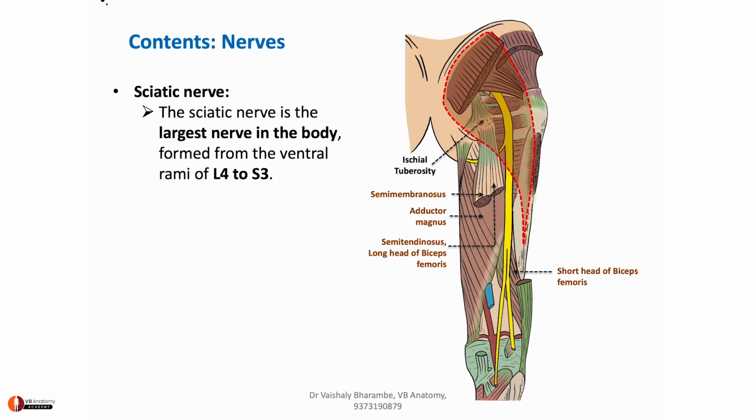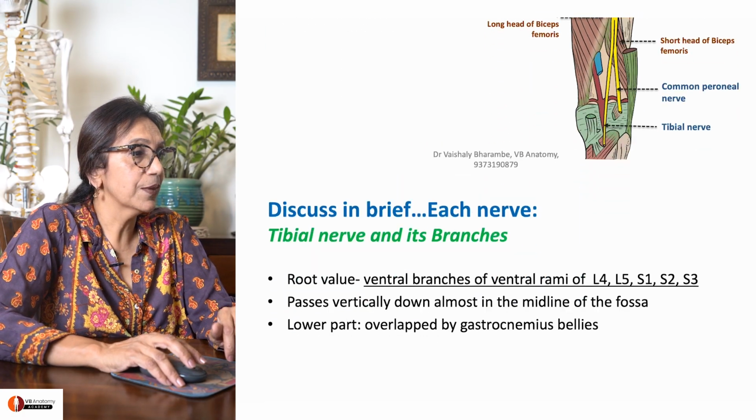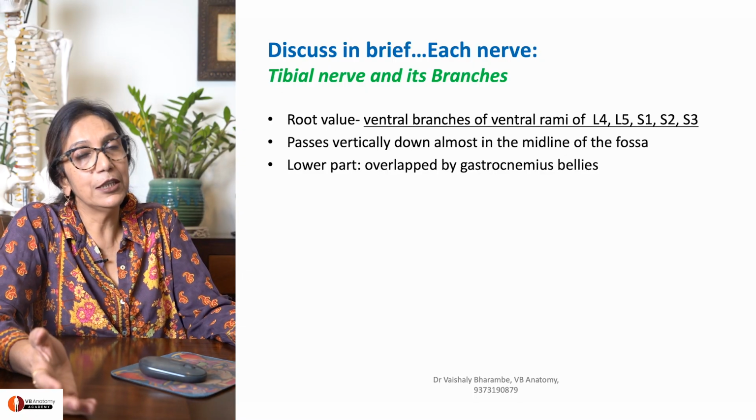Sciatic nerve. You know that sciatic nerve is the largest nerve of the body. Root value L4 to S3. You can see it emerging over here, deep to gluteus maximus, reaching somewhere at the junction of upper 2/3 and lower 1/3 of the thigh, dividing into common peroneal nerve and tibial nerve. You can see that clearly. And these are the nerves we want to talk about. So what is tibial nerve?